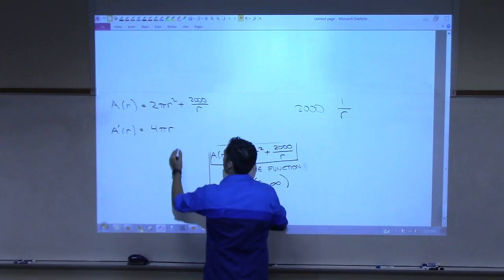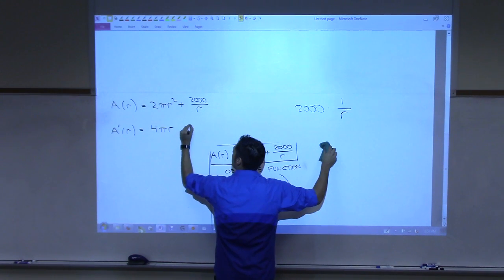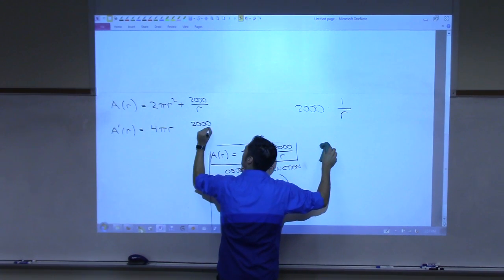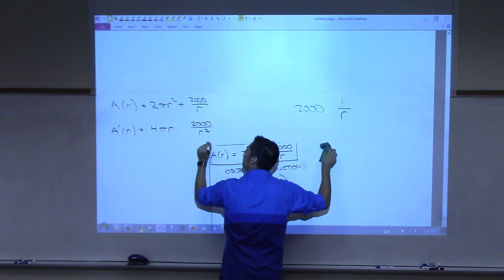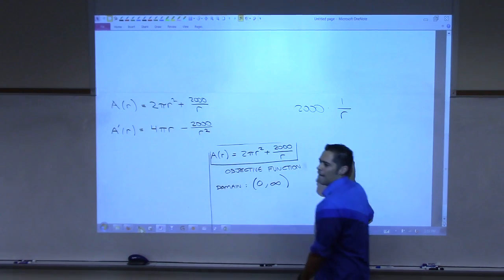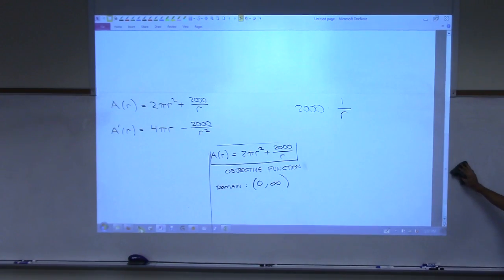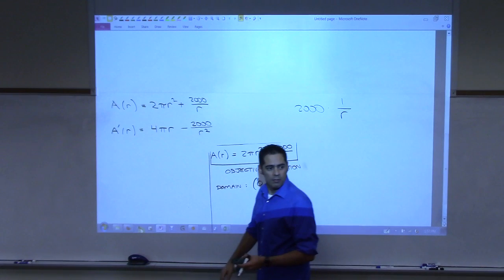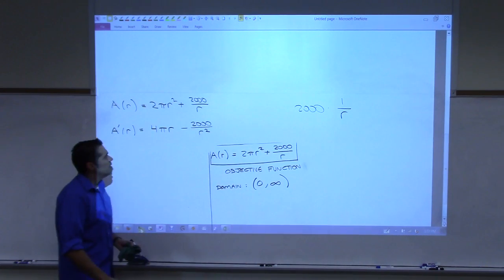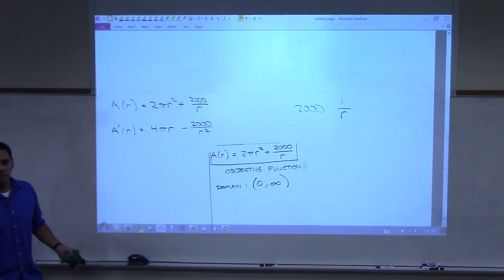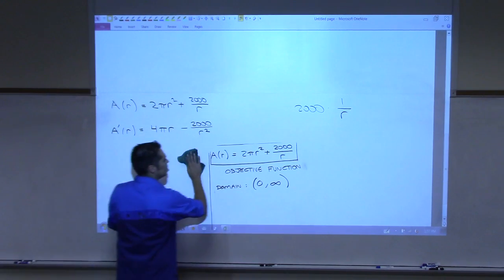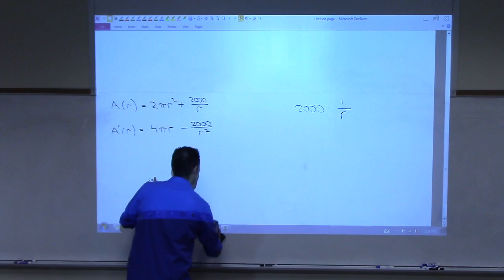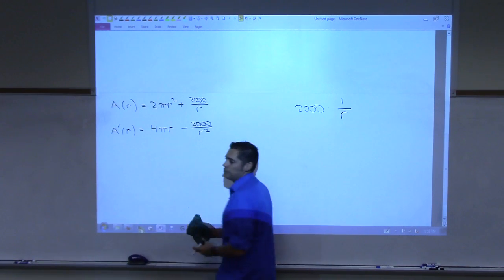So this is going to be 2,000 over r squared, but minus. What's that? You could have negative 2,000 r to the negative 2. You could have that, yes. But remember what we're about to do with it. We're about to set it equal to 0, right? Okay. So that's our derivative.